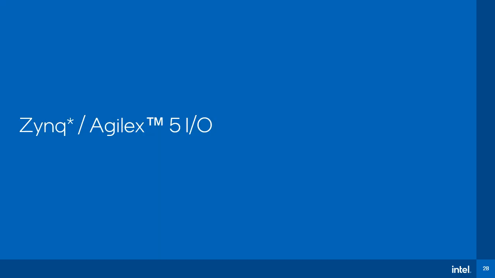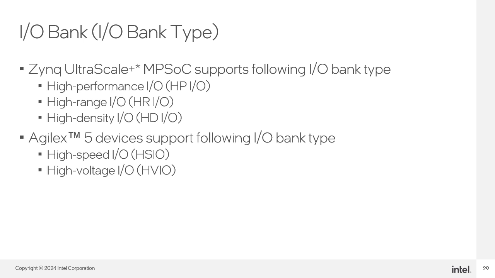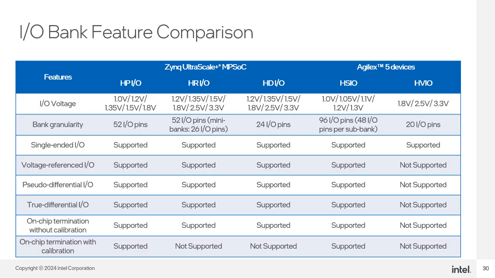In this section, I will discuss the differences in the I/O. For the Zynq UltraScale Plus, the groups of I/O are called high performance, high range, and high density, whereas the Agilex 5 FPGA has high speed and high voltage. When migrating from Zynq UltraScale Plus to Agilex 5 devices, the supported I/O feature varies.